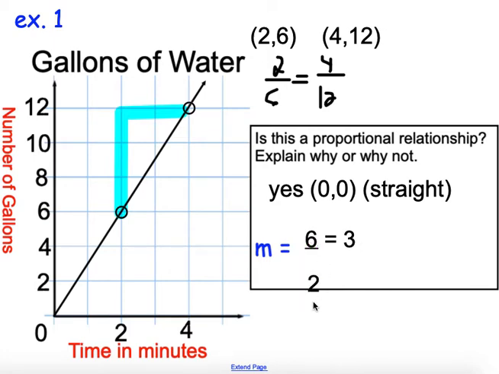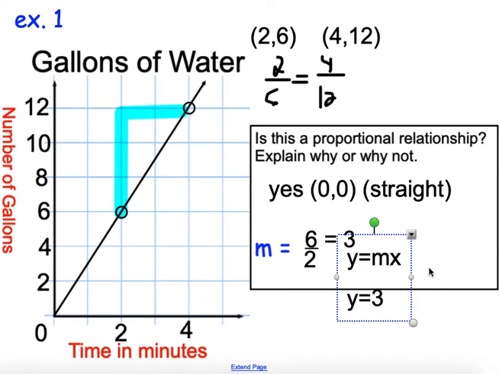Now, let's take it one step further. Now that I know the slope, what would the equation be? Well, Nick was asking the equation. The equation would be y equals mx. So you just have to plug in the slope. What did we say the slope was? 3. Y equals 3x.